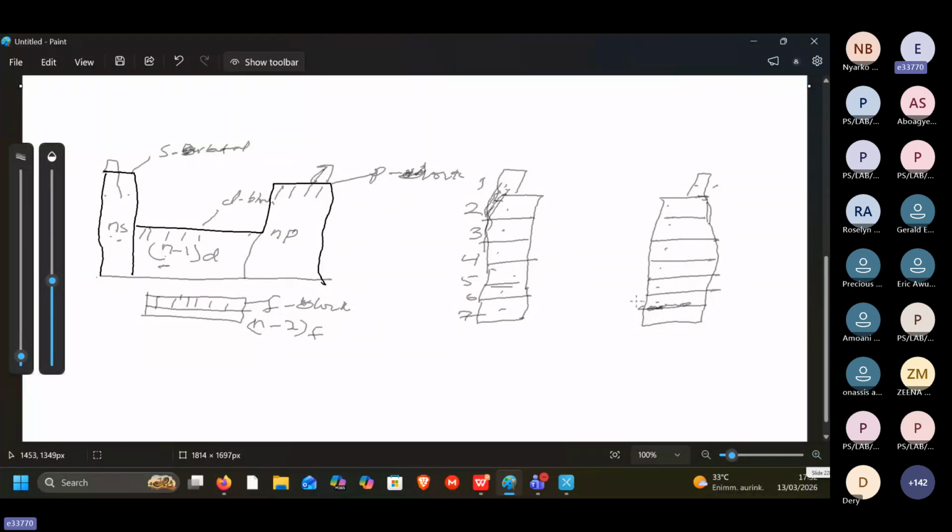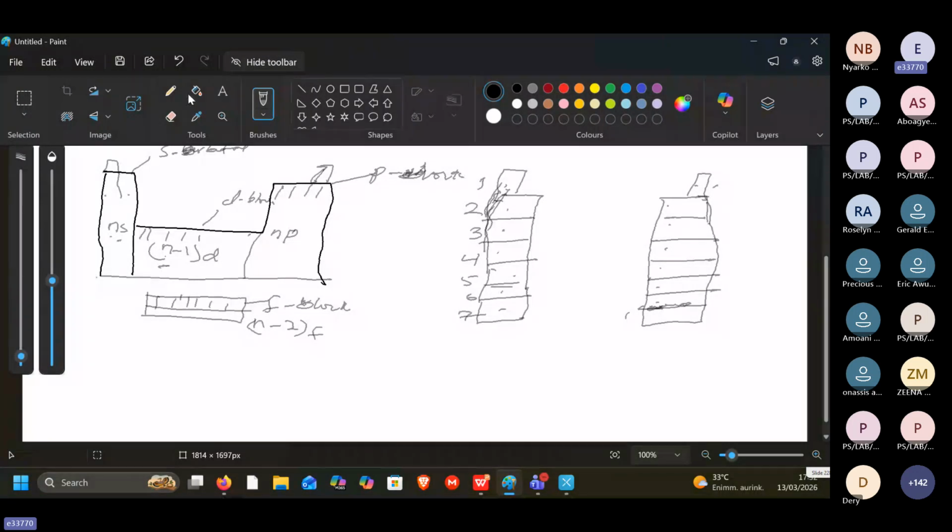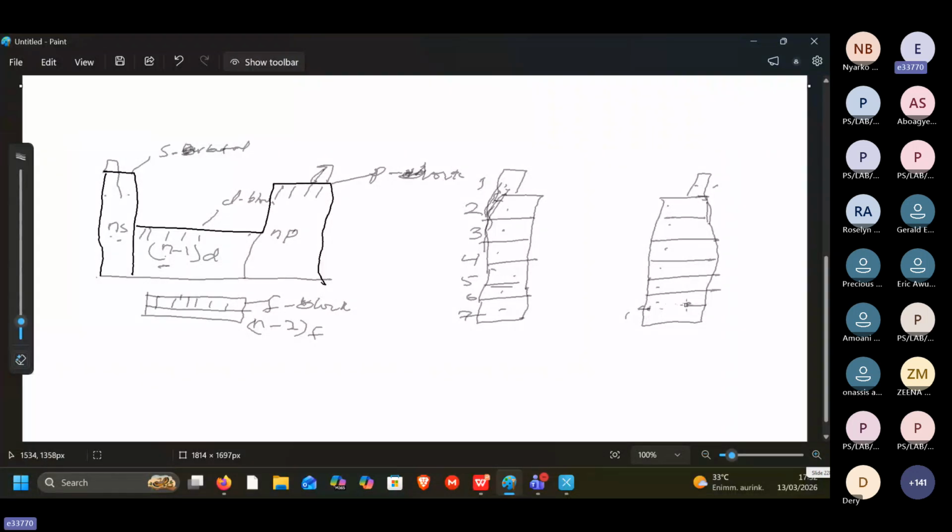Okay, cleaning that so that it looks nice. So if we take the p orbital and then we take the s orbital, it has that 7. Now the d orbital starts from energy level 3. That's why we say it's n-1. So the d orbital will be n-1. So it will start from here.